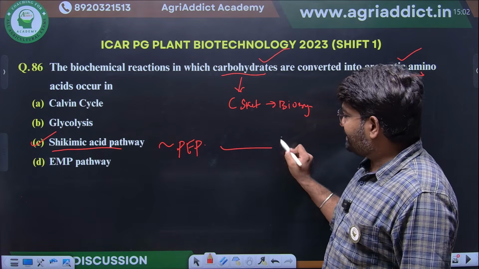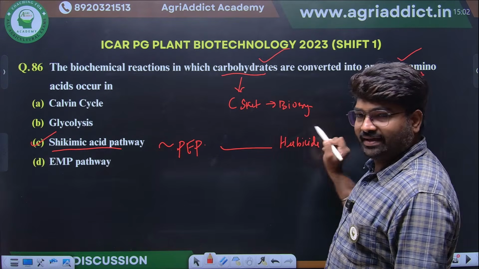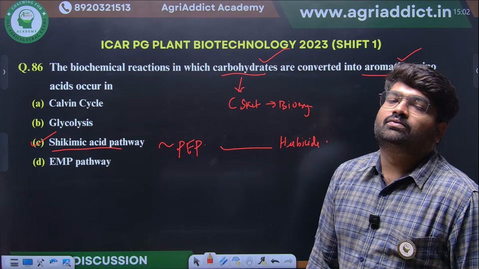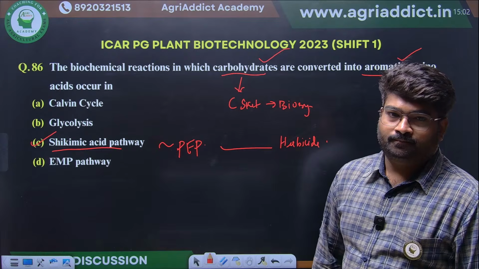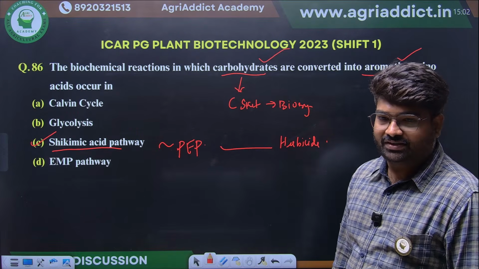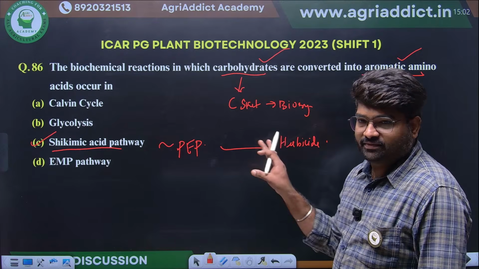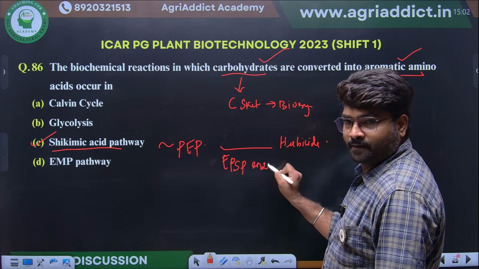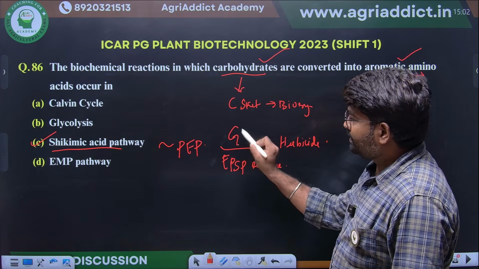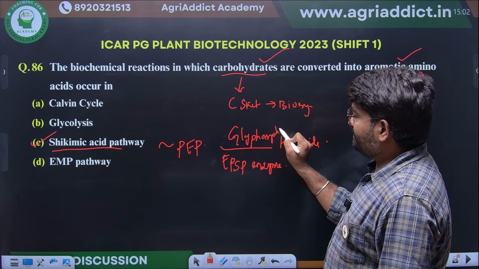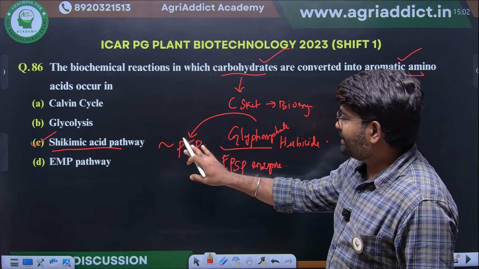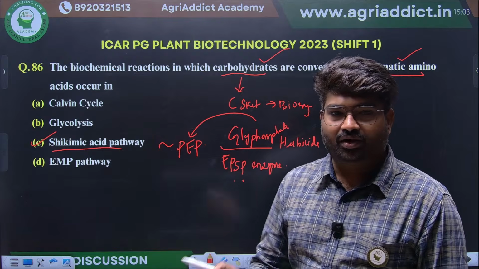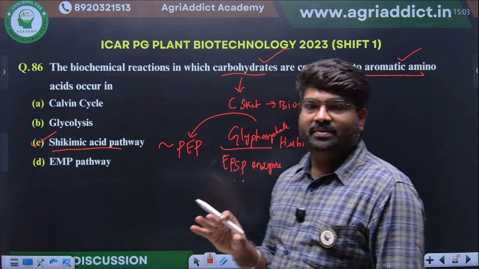It is an herbicide. That also I am saying. What will be the answer? Glyphosate or glufosinate? Yes, glyphosate. That will specifically inhibit the EPSPS enzyme. Glyphosate is a herbicide. It will compete with PEP and bind with this EPSP enzyme. Because of this, aromatic amino acid biosynthesis will not occur. The plant will be toxic and it leads to death.